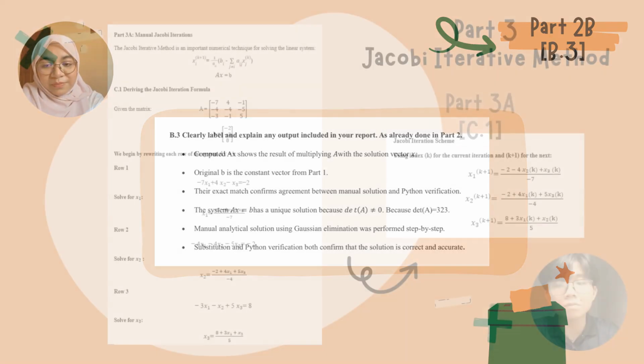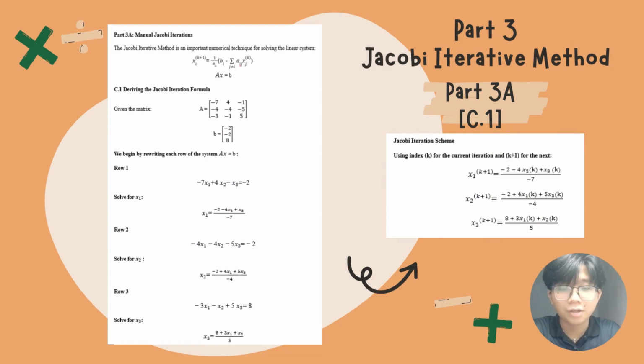Now I'm repeating part 3a, which is the manual Jacobi iterative method. The Jacobi method is a numerical technique used to solve a system of linear equations of the form Ax equals b, especially when solving it directly is difficult.